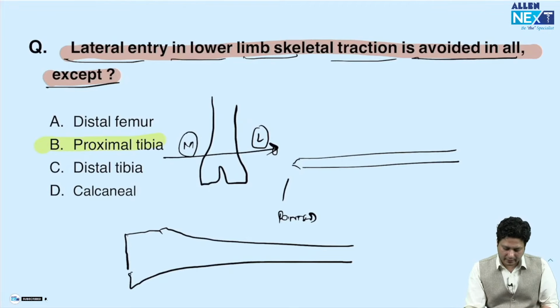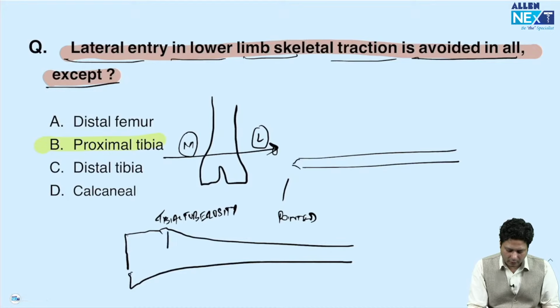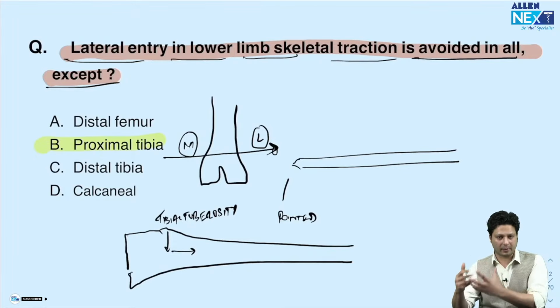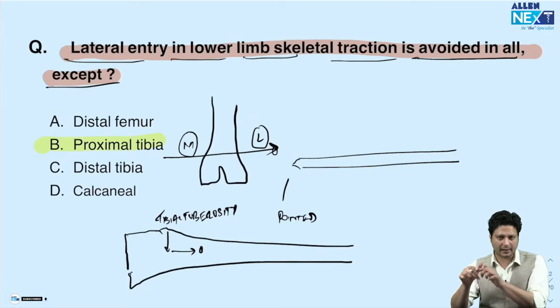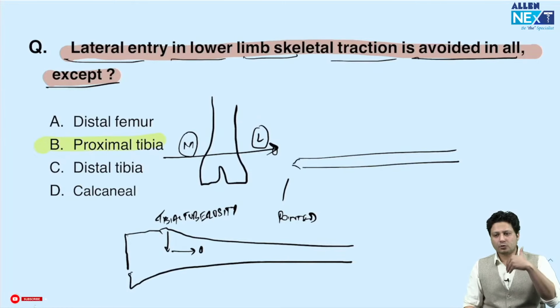So this is the tibial tuberosity, and you mark a point which is around 2.5 centimeter distal and 2.5 centimeter posterior to the tibial tuberosity. So this is the point where you will make the entry for this skeletal pin. All right, thereby you are avoiding any possible injury to the common peroneal nerve.